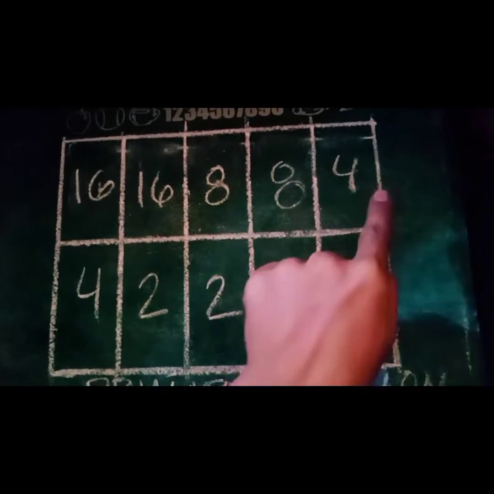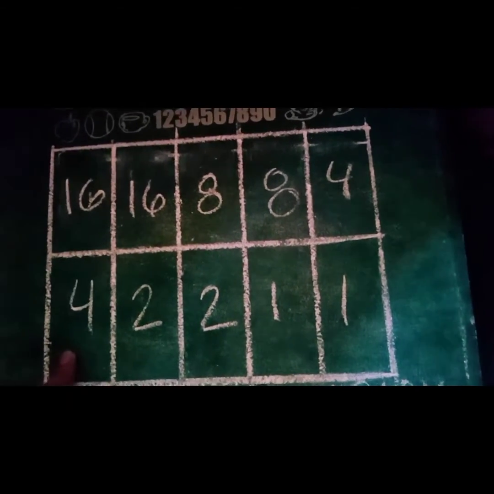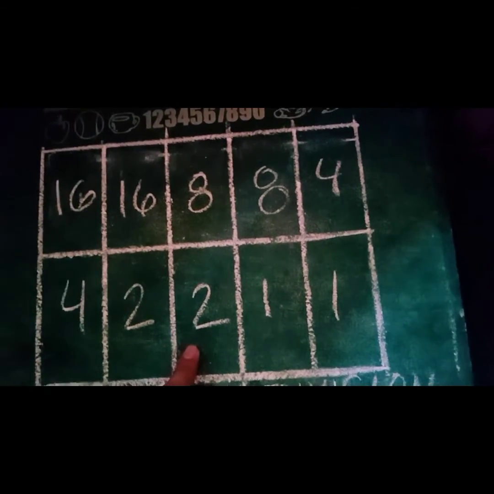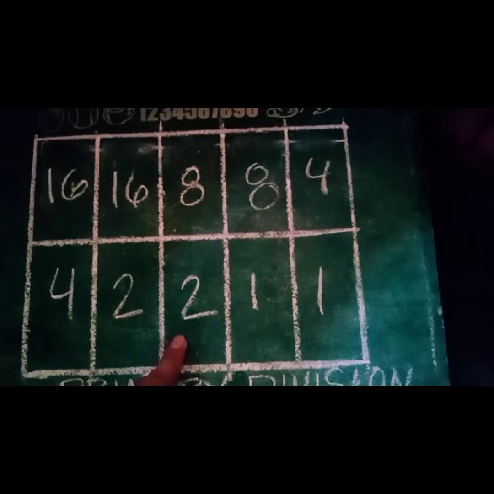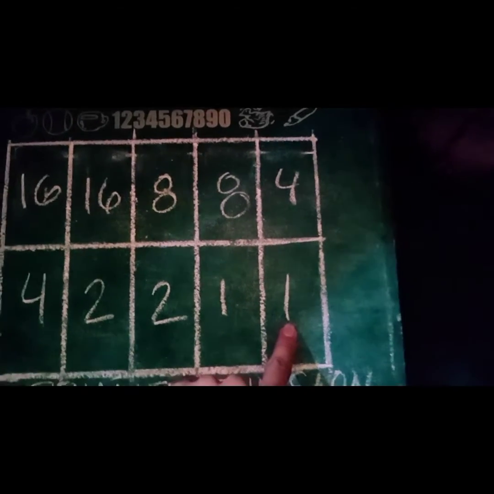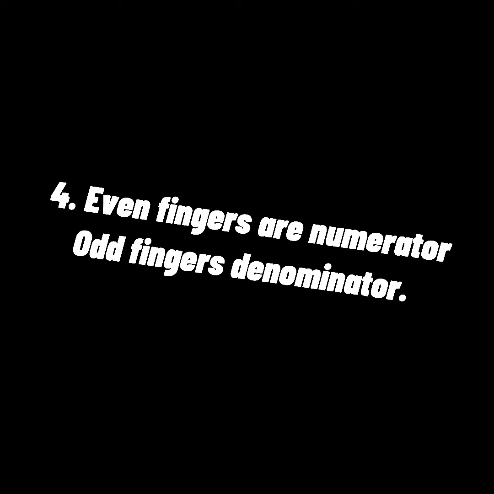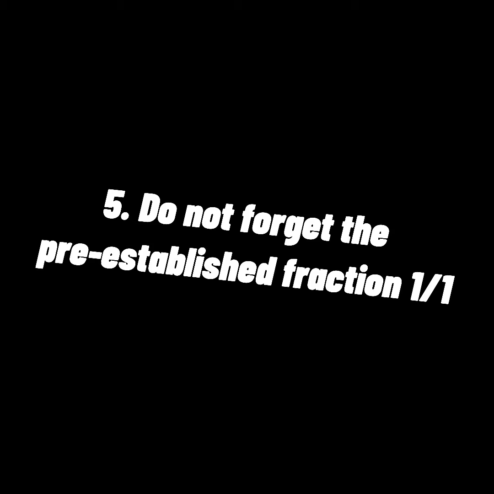Your fingers 5 and 6 will be your third pair with the value of 4. Your fingers 7 and 8 will be your fourth pair with the value of 2. And your fingers 9 and 10 will be your fifth pair with the value of 1. Whorl pattern lang ang dapat hanapin. Even will be your numerator and odd will be your denominator. Do not forget to pre-establish fraction 1 over 1.